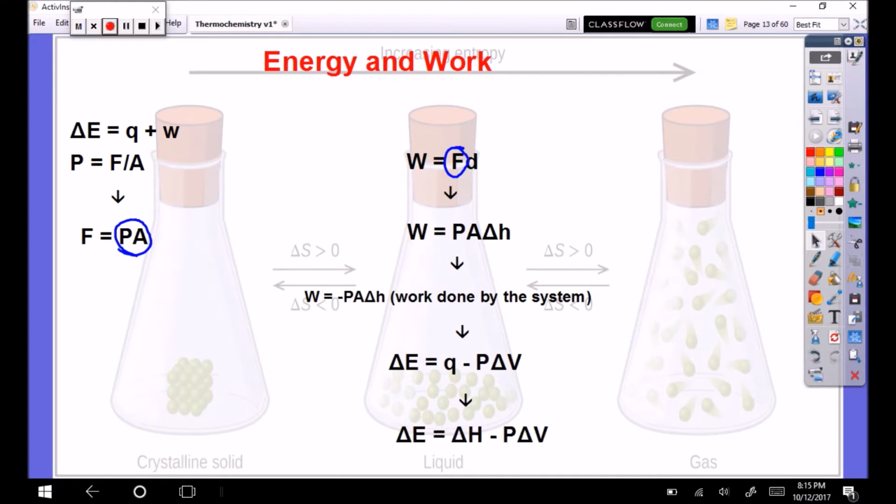So we could substitute delta H into that equation, and we end up getting delta E is equal to delta H minus P times delta V. All right. Now, we can also rearrange that to say delta H is equal to delta E plus P times delta V.